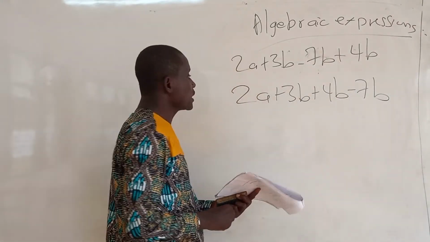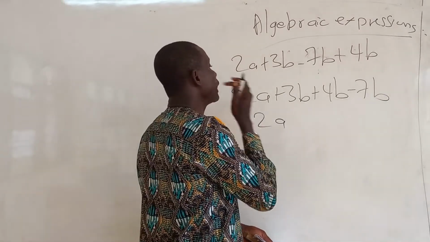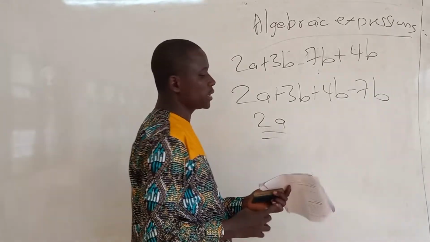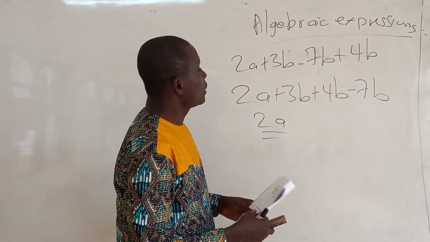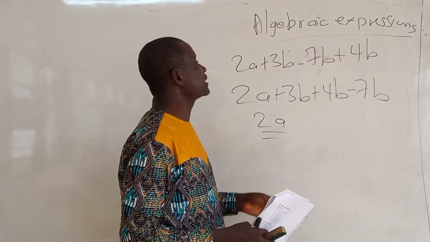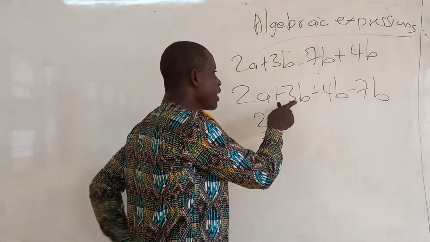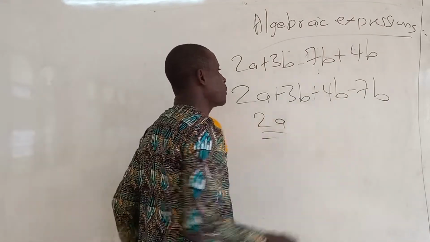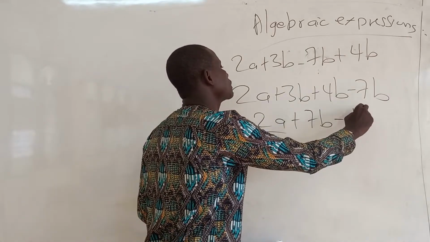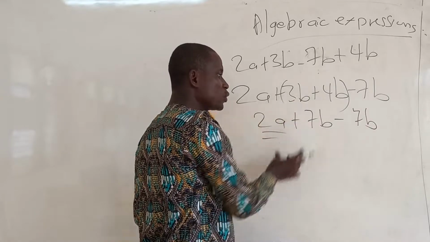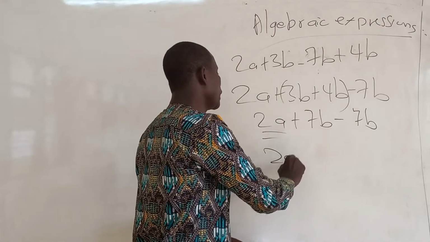Working it out, we get 2a, and here this one goes to 0, so the answer is 2a. I'm repeating. We have 2a plus 3b minus 7b plus 4b. When you work it out, how many b's? We have 3b plus 4b, which is 7b, and 7b minus 7b goes to 0. So it becomes 2a as our answer.